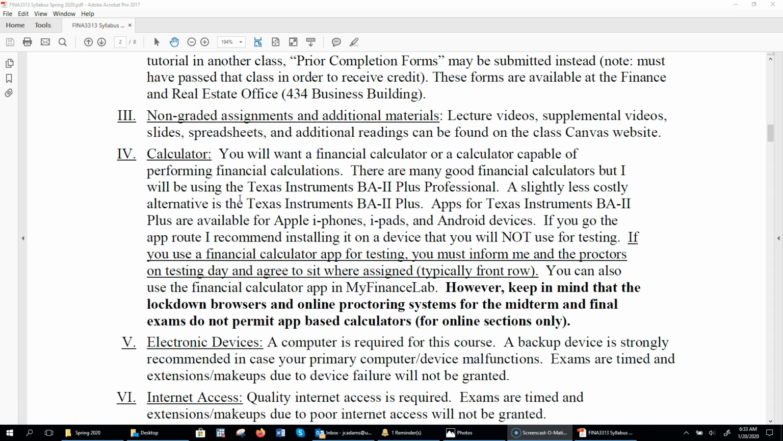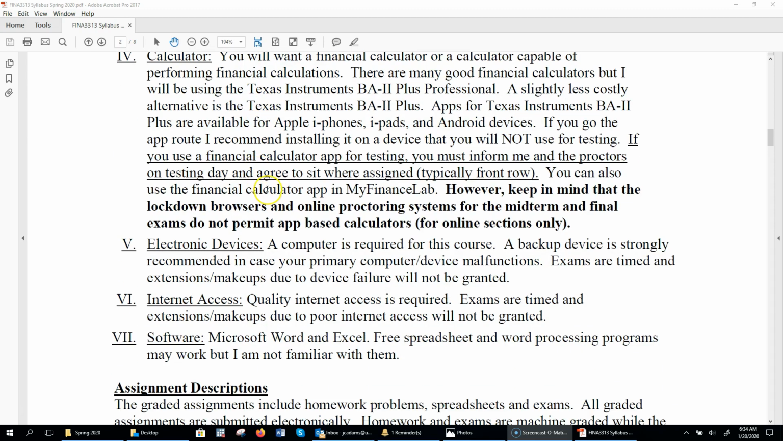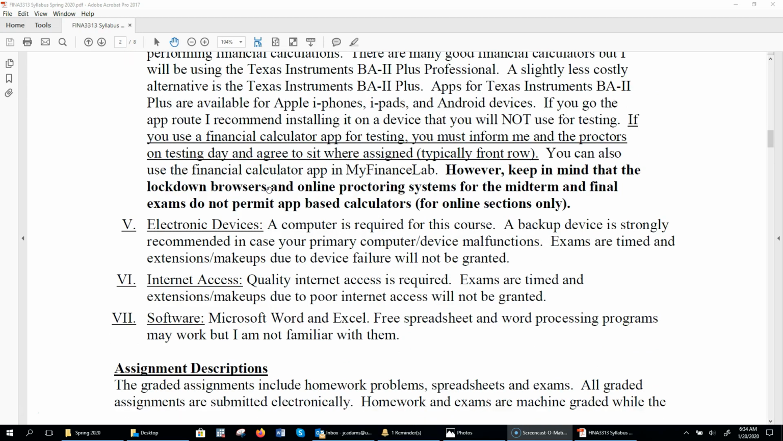So I really recommend that you get that financial calculator early, so that you can watch the lectures and read the text with your financial calculator. You can follow along on the problems, so that when test time comes, you're an expert in this calculator and you don't have to spend a lot of time trying to figure it out. Obviously this is an online class and you're going to need a computer and internet access.